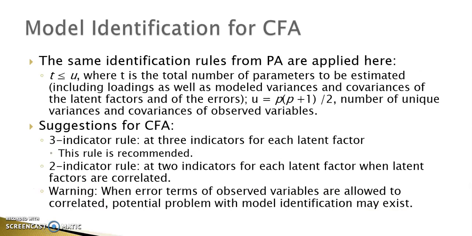Keep in mind that we follow the same model identification rules in SEM, regardless whether we're working with past models or CFA models. We need to know the value of t, the total number of parameters to be estimated for a model, and u, which is the number of unique values in the variance and covariance matrix. T smaller than u is a condition to meet when we want an over-identified model.